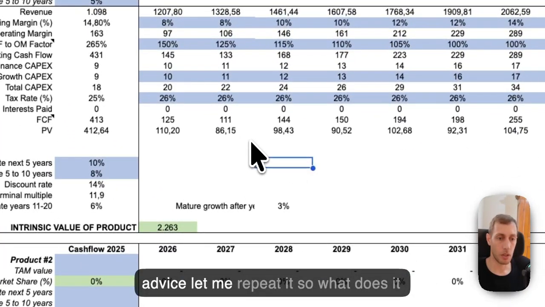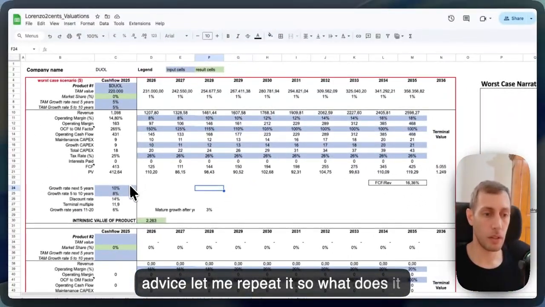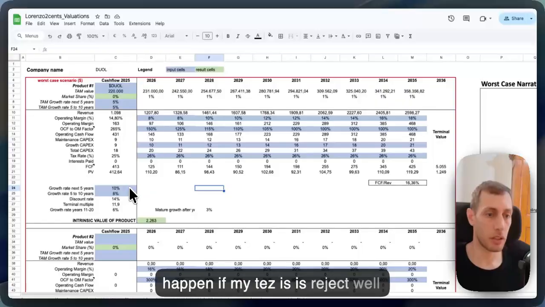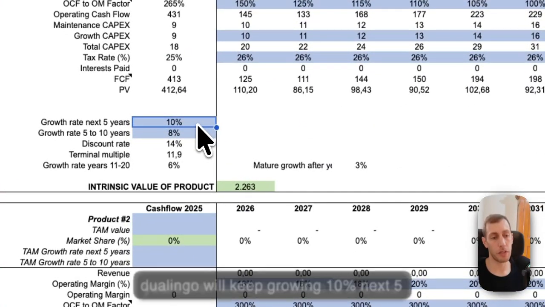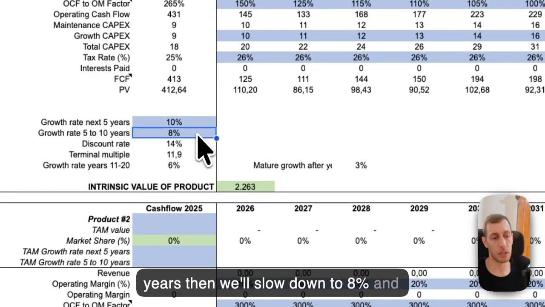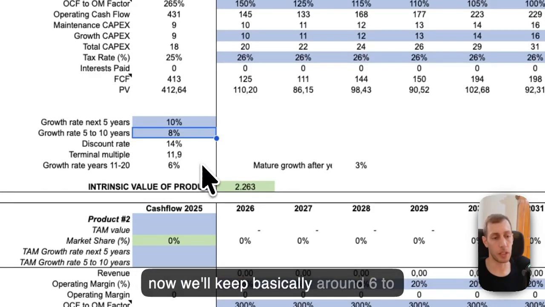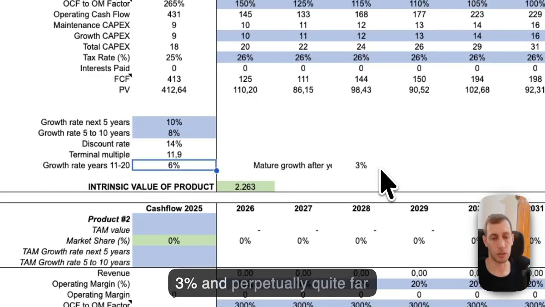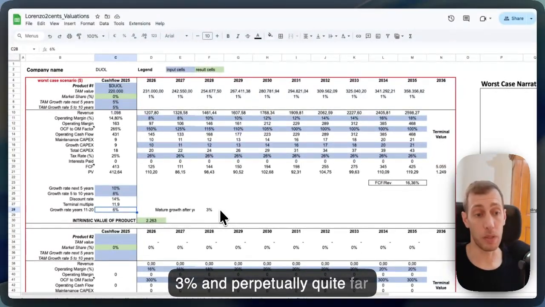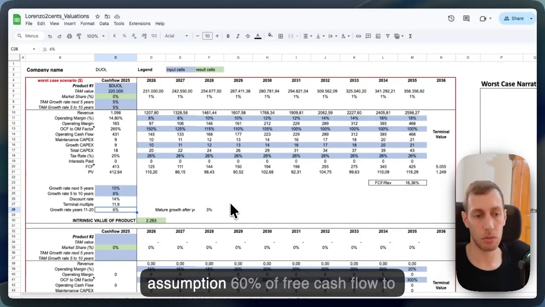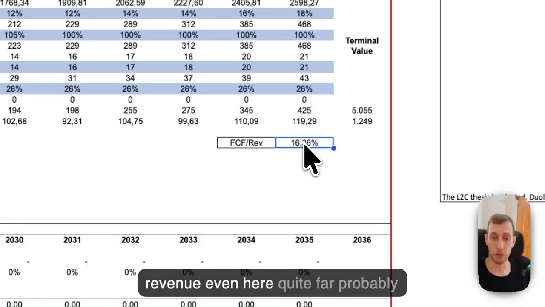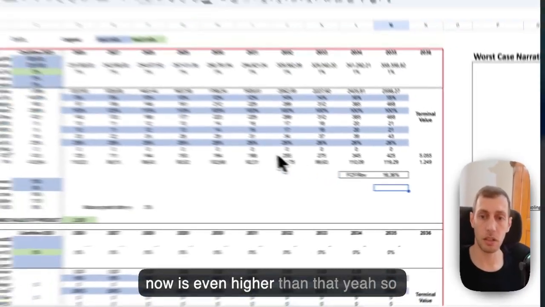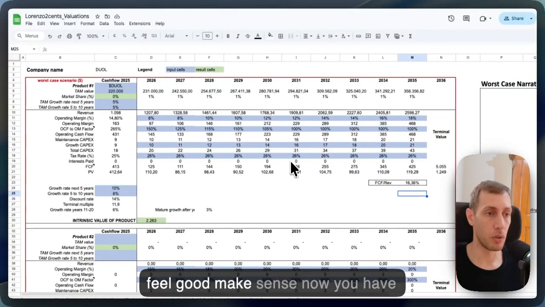Let me repeat it. So what happens if my thesis is rejected? Well, Duolingo will keep growing 10% next 5 years, then it will slow down to 8%, and then it will keep basically around 6 to 3% perpetually. Quite fair assumption. 16% of free cash flow to revenue, even here quite fair, probably now it is even higher than that. Yeah, so feel good, makes sense.